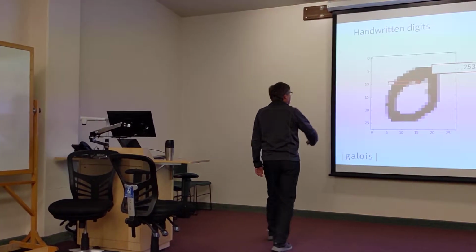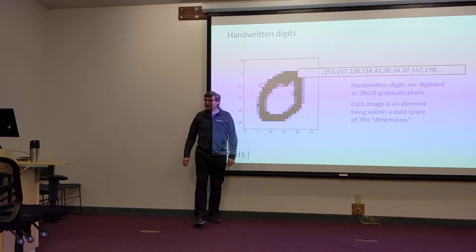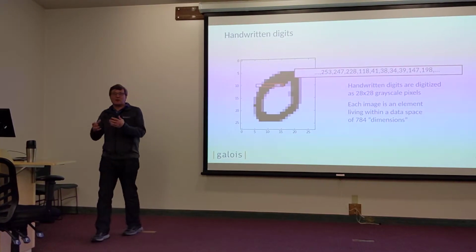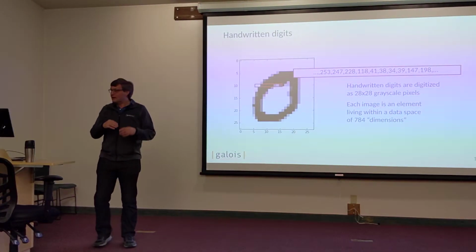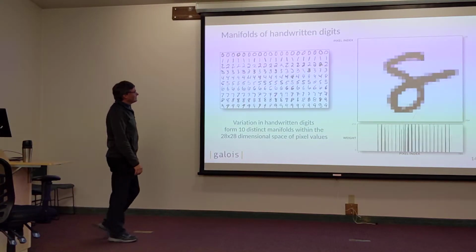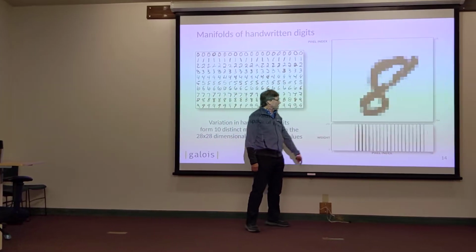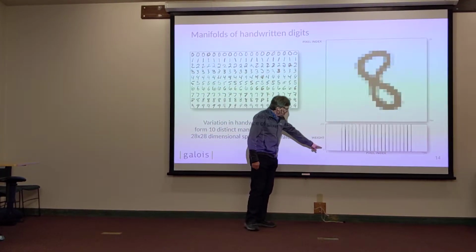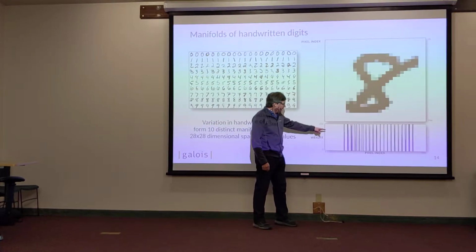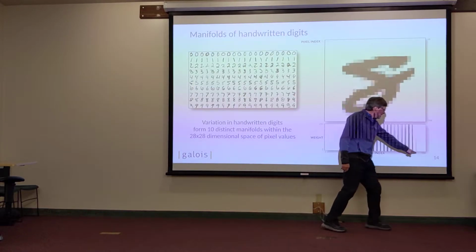So we've got these things, and you could imagine variants of 0, and it turns out that variants of 0 live near one another in this space. What do we mean by that? Well, I've got a graph here of 8s. Here's a video running through lots of 8s. And this is their pixel values, dimension 1 through to dimension 784.